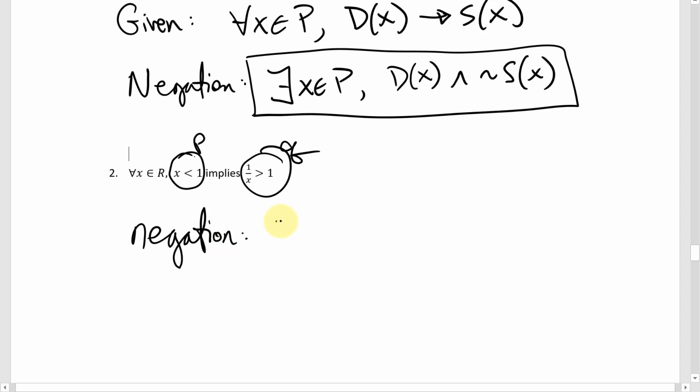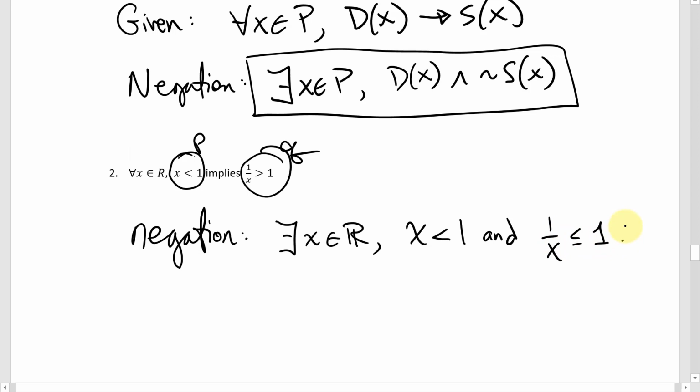The negation would be there exists some X element of the real numbers. And then what you're going to do is P and not Q. So P is true, and then the negation of Q would be 1 over X less than or equal to 1. Now, this is worth taking a minute just to analyze whether this statement was actually true or whether the original was actually true.